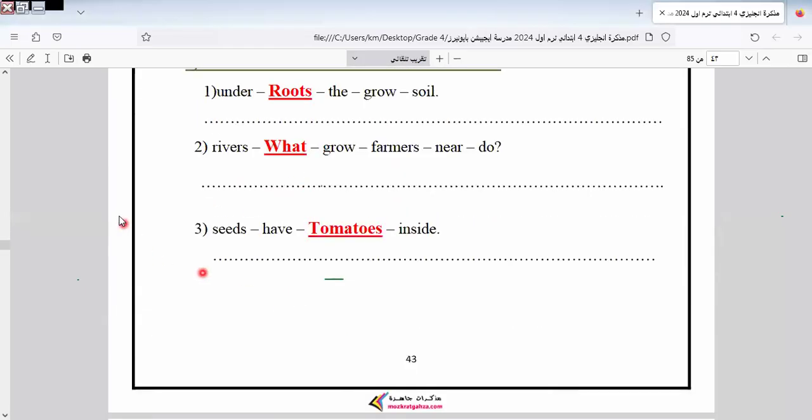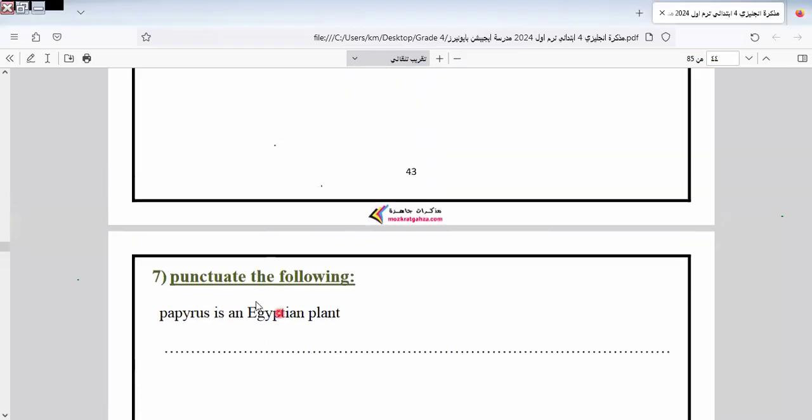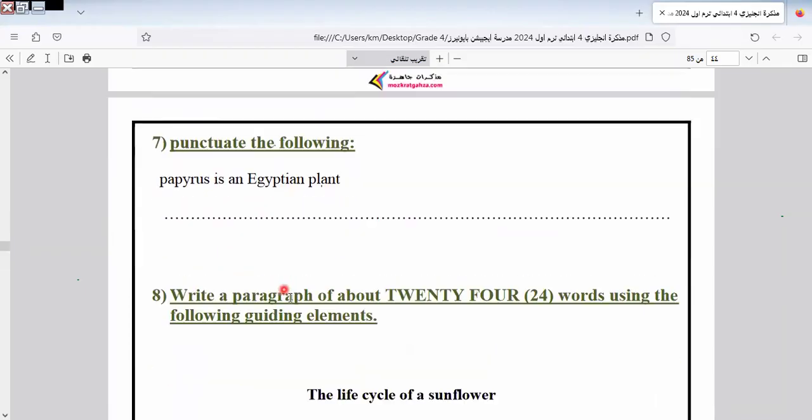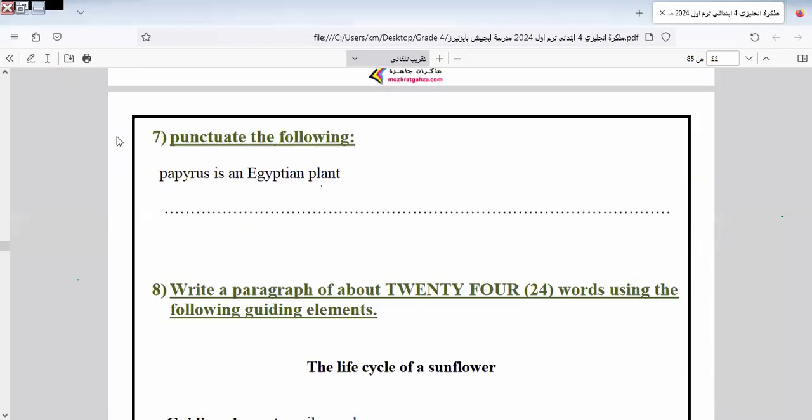Let's go to another one. Here we have punctuation. What can I do with punctuation here? I can underline the wrong letters and correct them. Papyrus is an Egyptian plant, and I put what? I put a full stop at the end of the sentence. Now we know how to do punctuation.